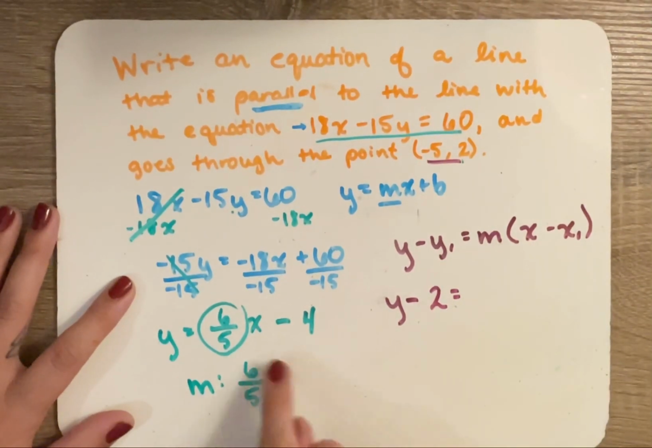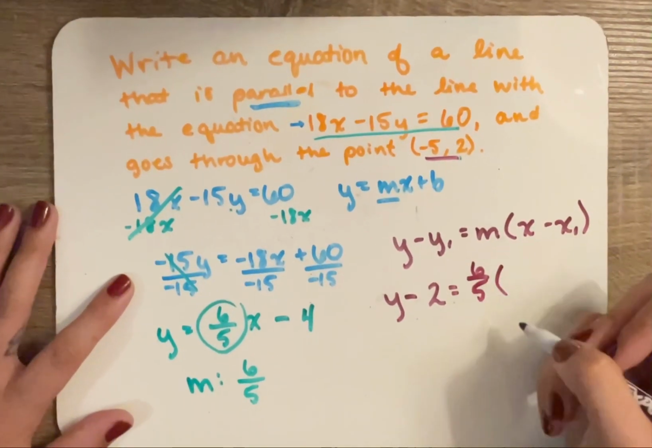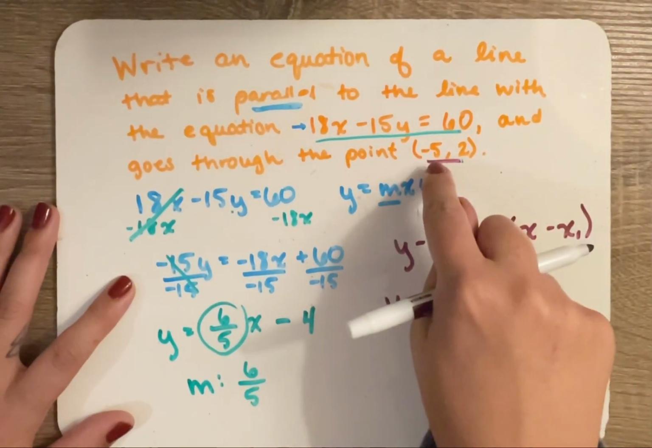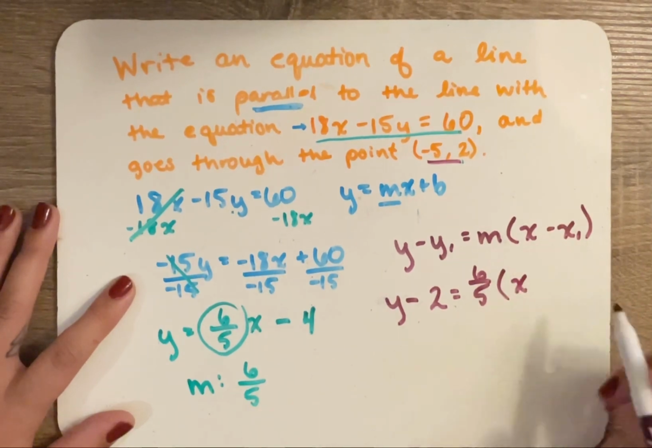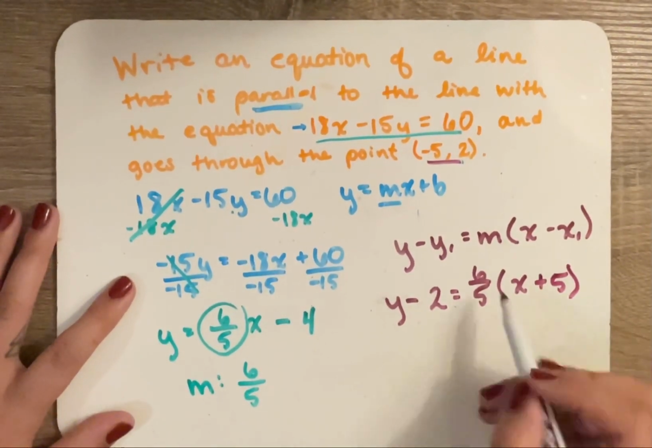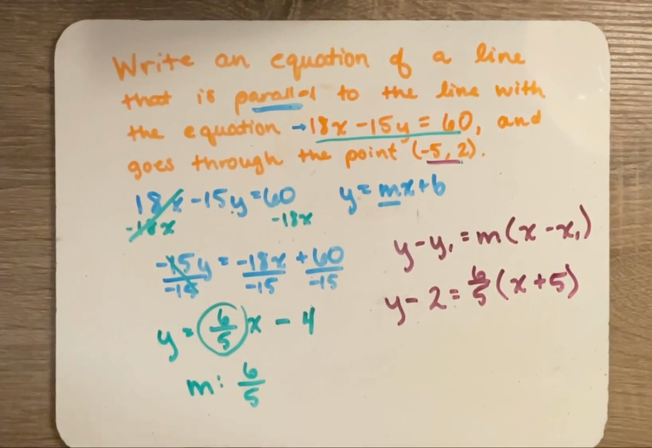The slope we just found is 6/5. So m I'm replacing with 6 over 5. And then x minus x1, which is -5. Minus a -5 is going to become plus 5. So this is one accurate way that we could write this equation.